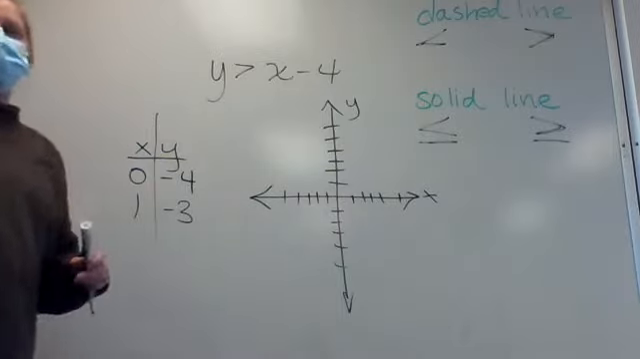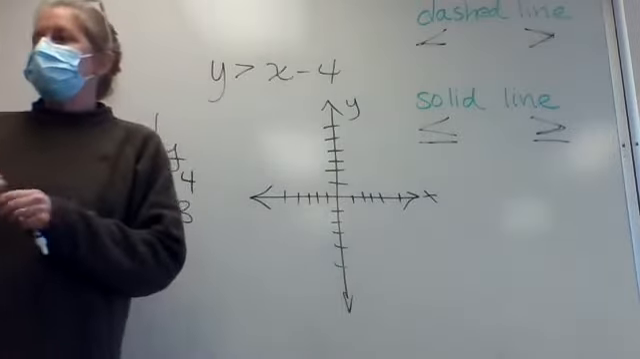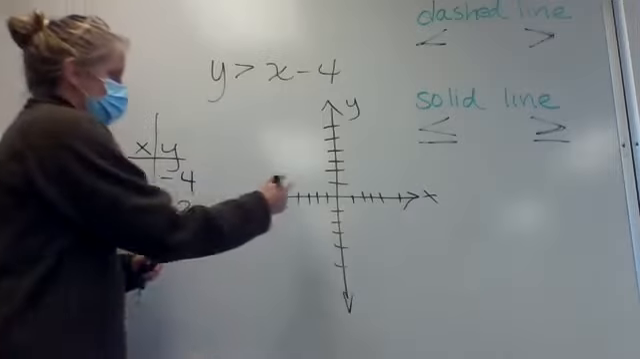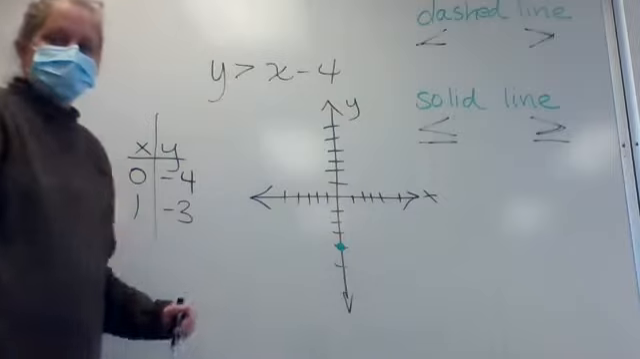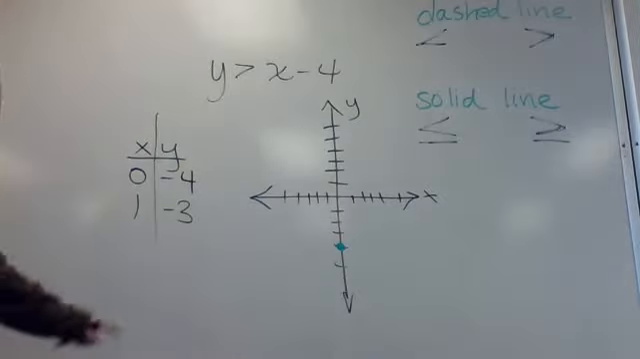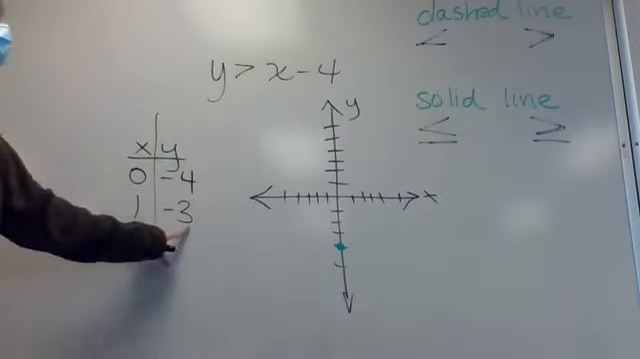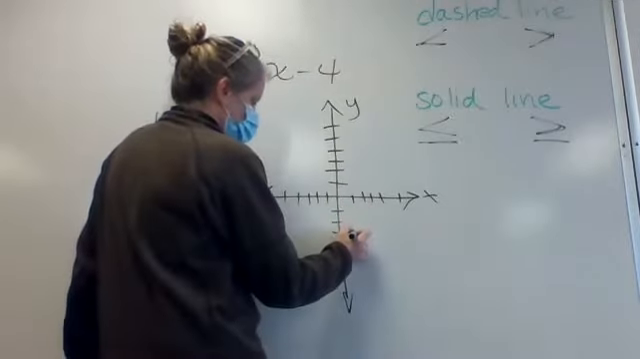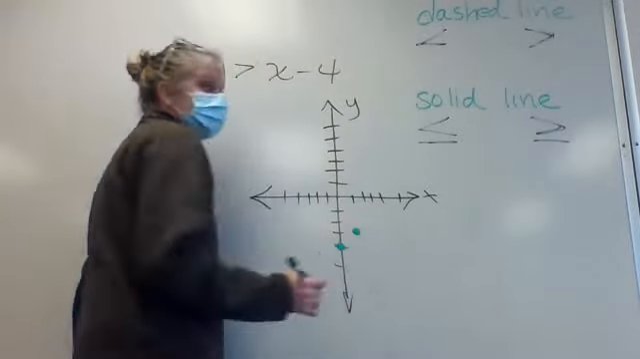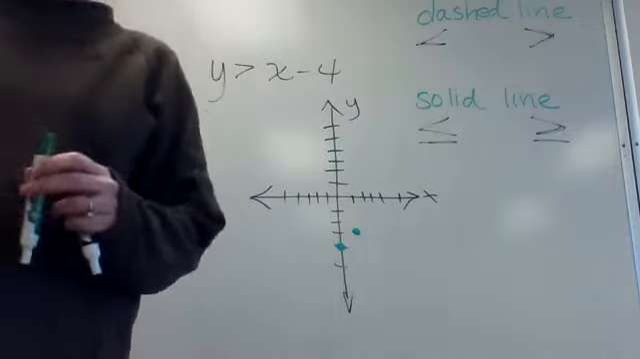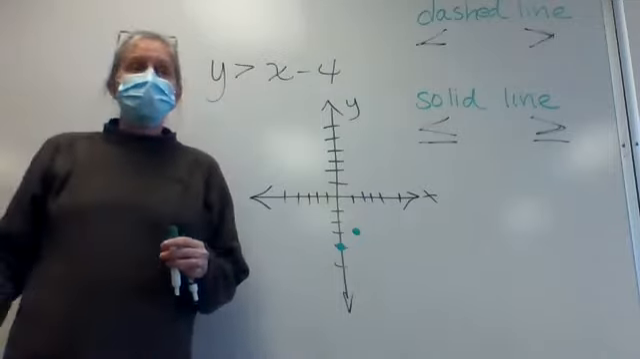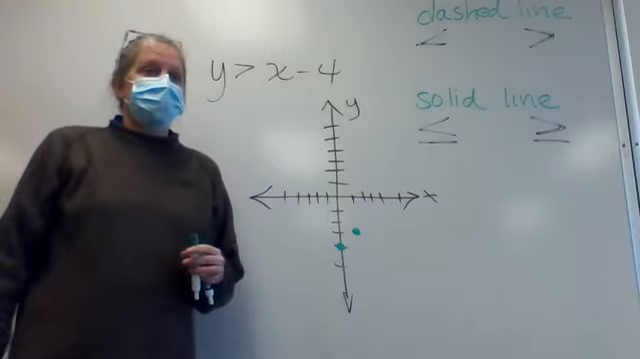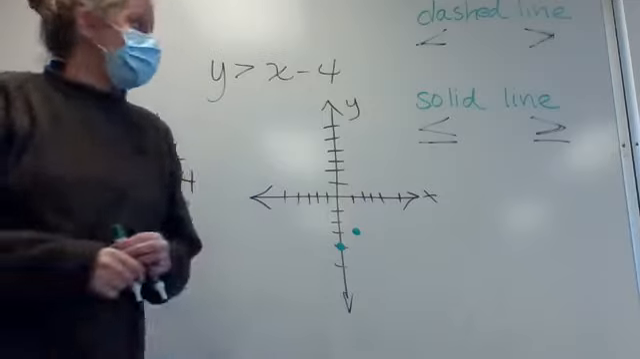So 0, -4 would mean left and right 0, down 4. So nowhere left or right, down 4. 1, -3. So that's to the right 1 and down 3. Now, MathLab's default setting is as soon as you put that second point, it's going to connect it with a solid line, just like it always does.